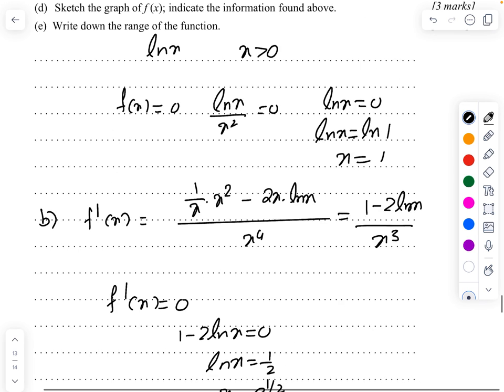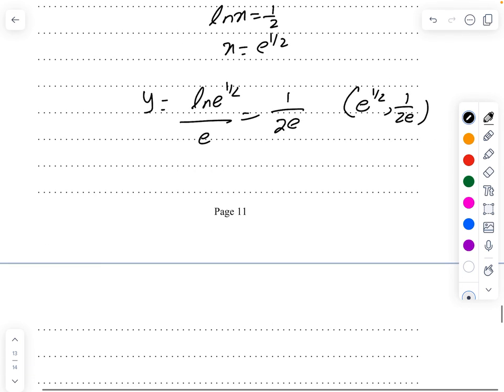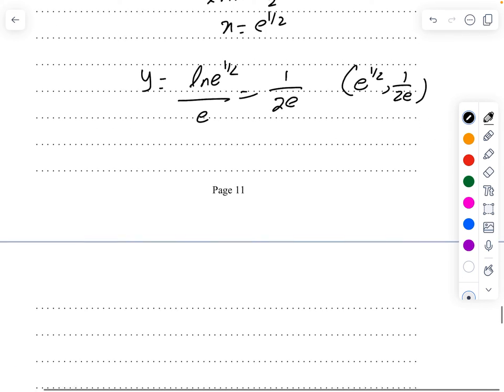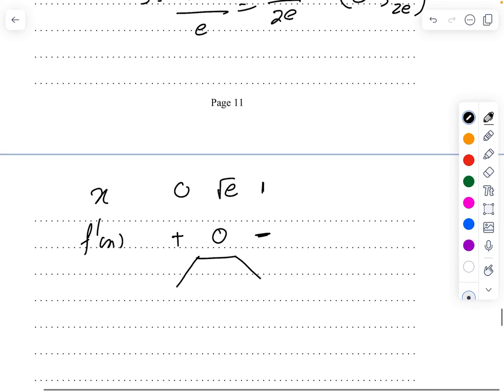Next, find and determine its nature. So what am I going to take? I am going to take the table of f'(x) around square root of e. Then I take a value less than that one, maybe 0, and I get the first derivative positive, and I take a number, maybe 1 or more, and it becomes negative. So it becomes positive, 0 and negative. So it's going to be a maximum point.